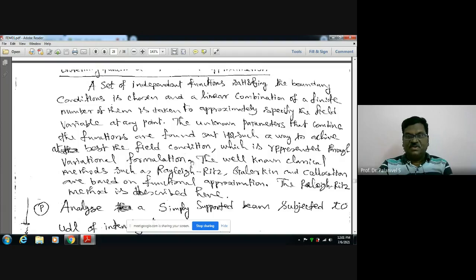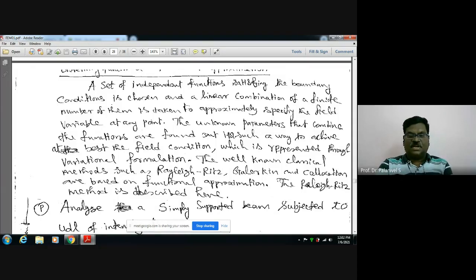Let us see. Remember, the well-known classical methods are very old methods. The well-known classical methods such as Rayleigh-Ritz, Galerkin and collocation, please keep in mind, are based on functional approximation. The Rayleigh-Ritz method is described here.